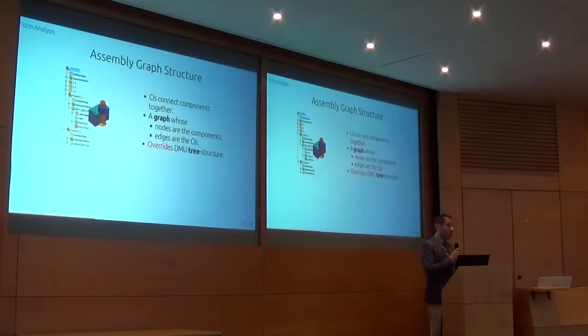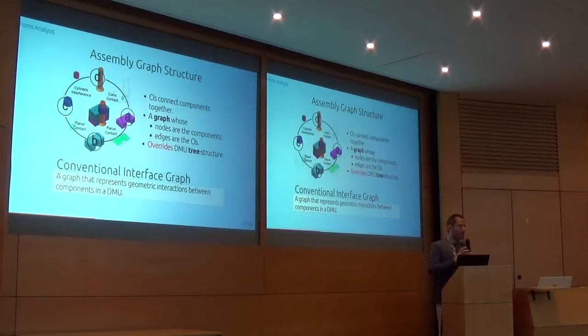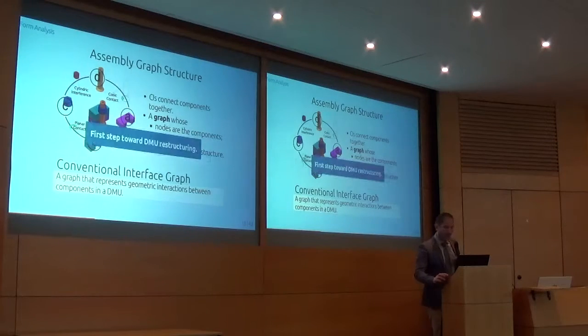Now, once a conventional interface is detected, it links two components of the DMU. This defines a certain topology on components of the DMU that we capture in the conventional interface graph. This graph has components as nodes and conventional interfaces as edges, and it replaces the construction tree with a more functionally relevant graph-like structure. This defines the first step towards a DMU structure.